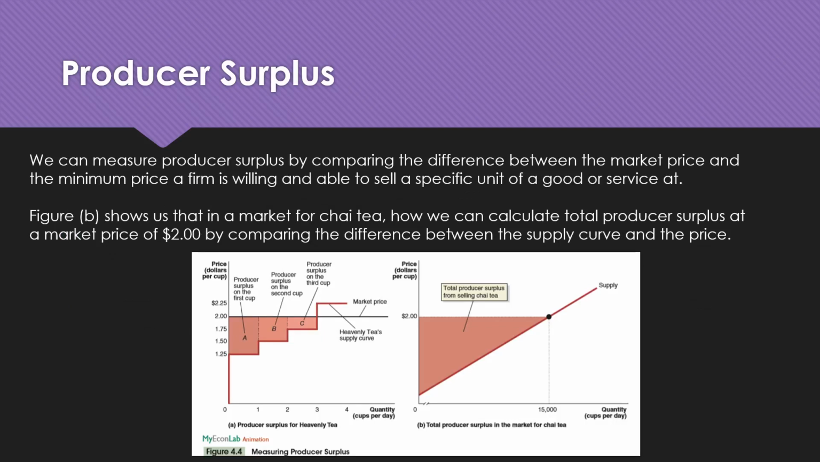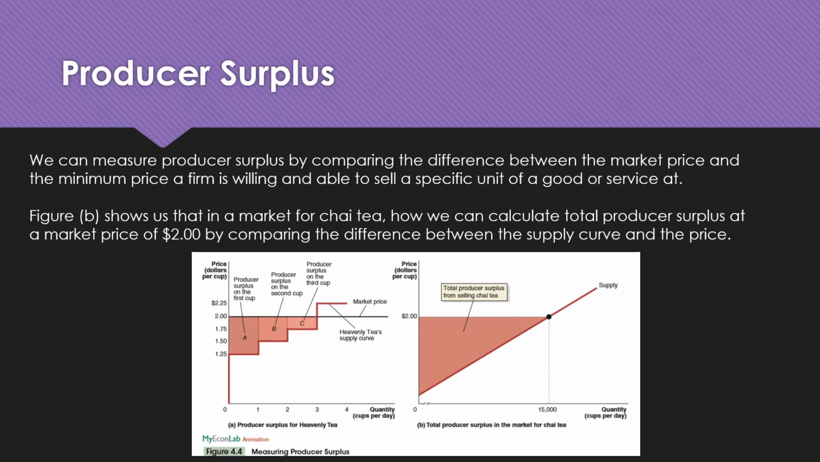So this one actually allows you to visualize how producer surplus is going to be calculated, but we still have the same kind of piecewise function that we can show. So again, this is Heavenly Tea selling chai tea to customers. The market price is $2 for this Heavenly Tea, but for the first cup, the firm was willing and able to sell it for $1.25.